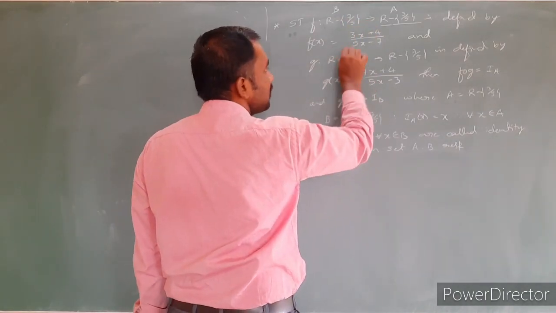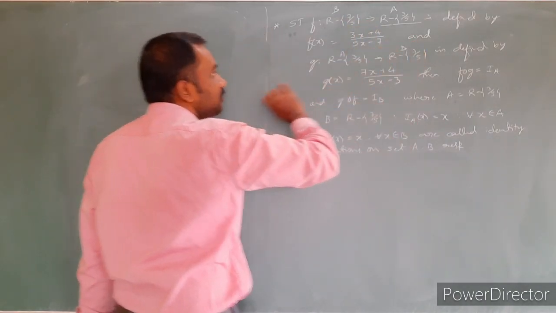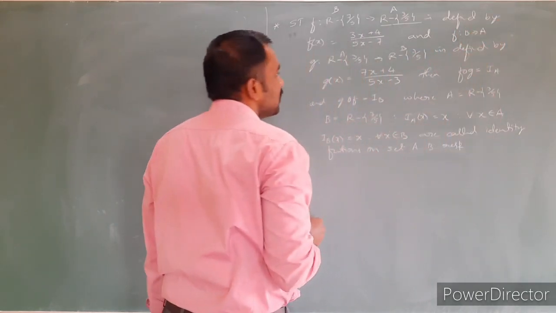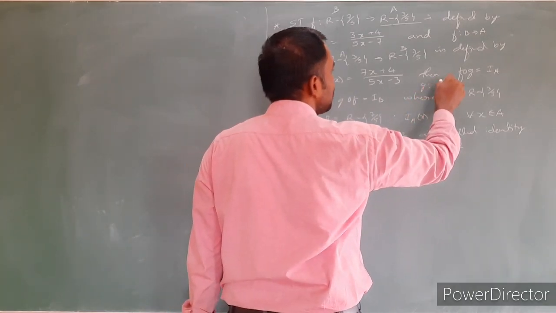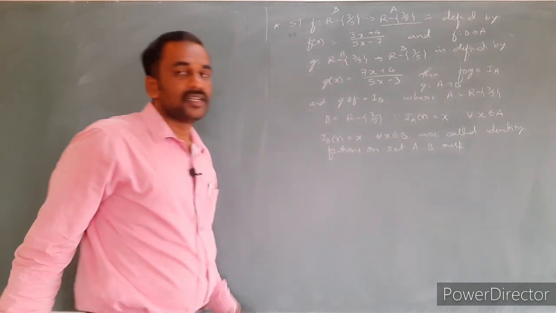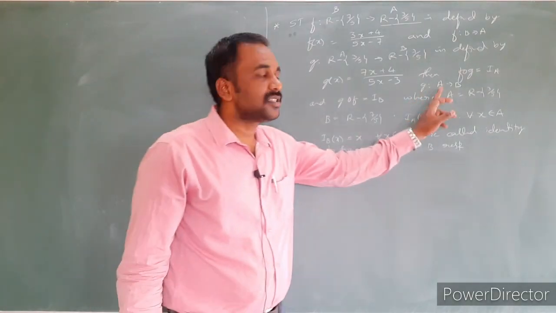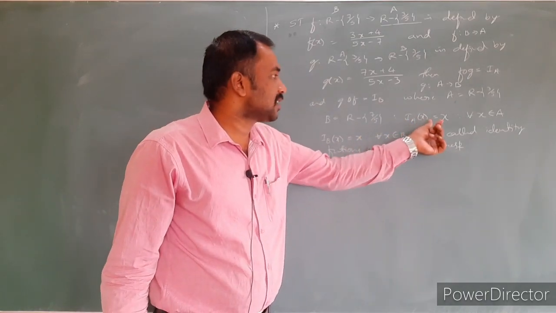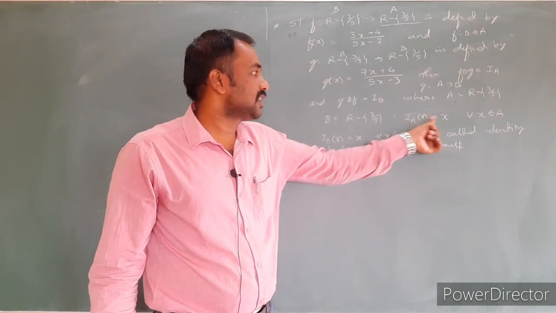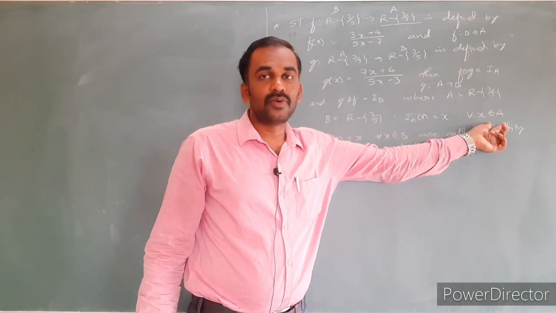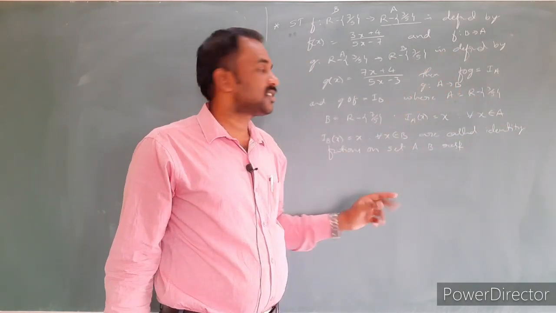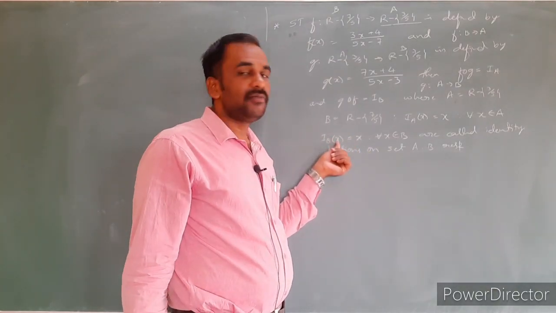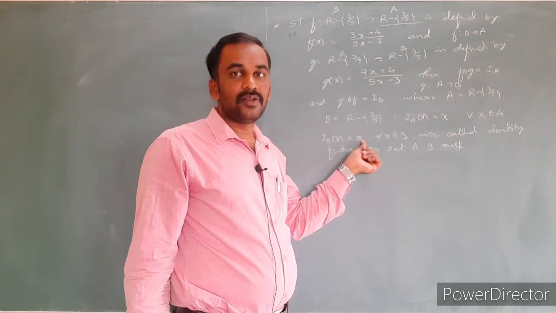So f is a function from the set B into A, and g is a function from the set A into B. We need to prove that I_A(x), the identity function on the set A, is x, where x is an element of the set A. Similarly I_B(x) is x. We already know the identity function.